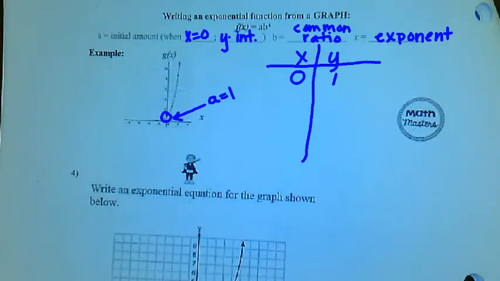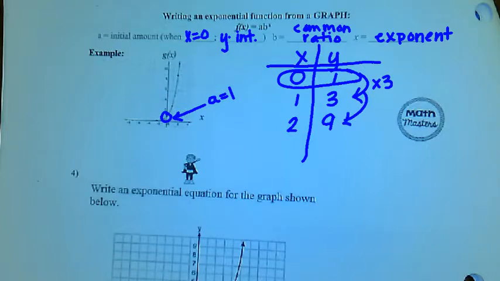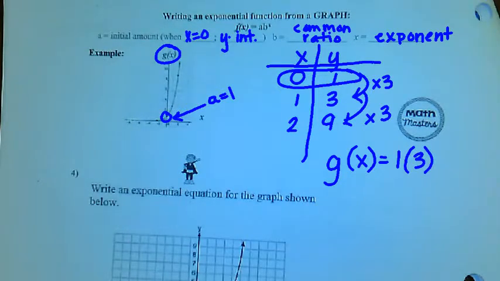So I see 1, 3, and 2, 9. Okay, so again, this is my a value. They're going up by 1 on the x's, and these are being multiplied by 3. Notice that this says g of x. Okay, so g of x is equal to 1, and then 3 raised to the x power. Easy as that.